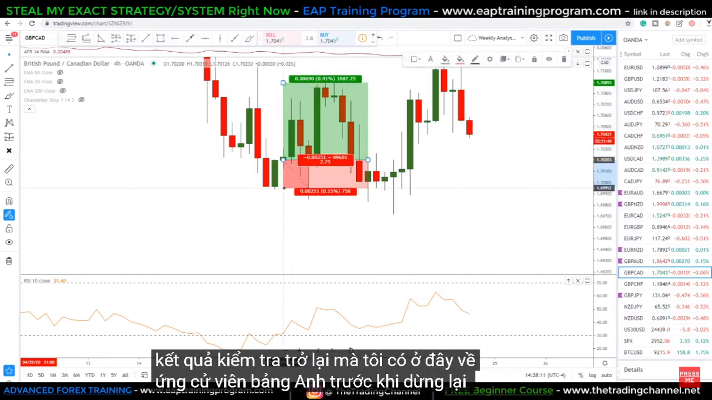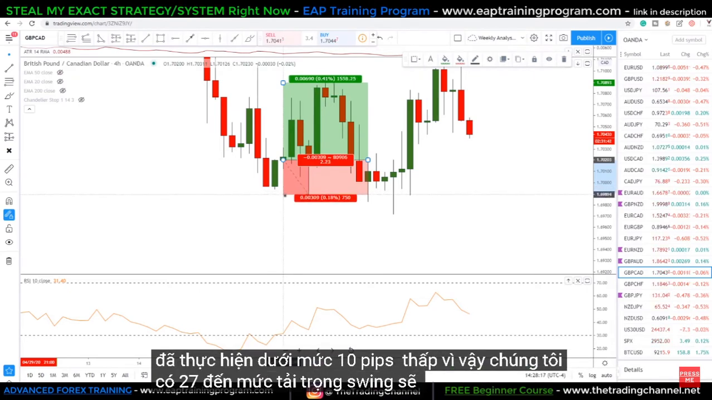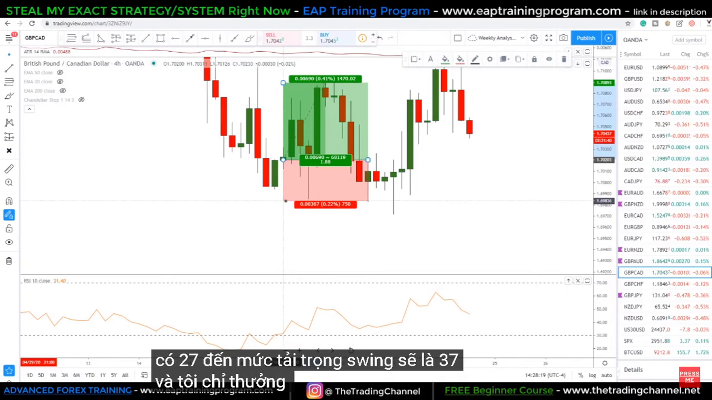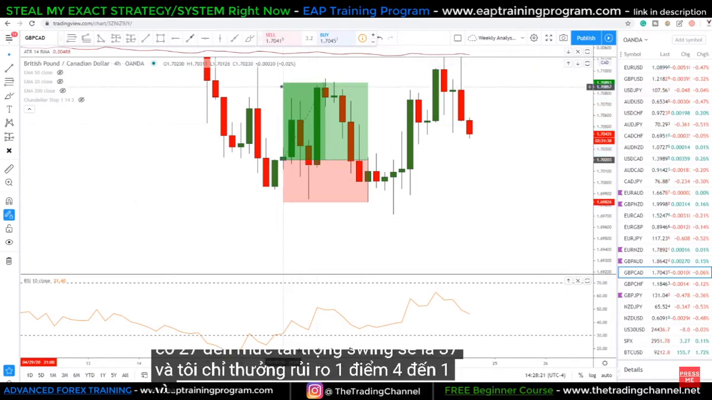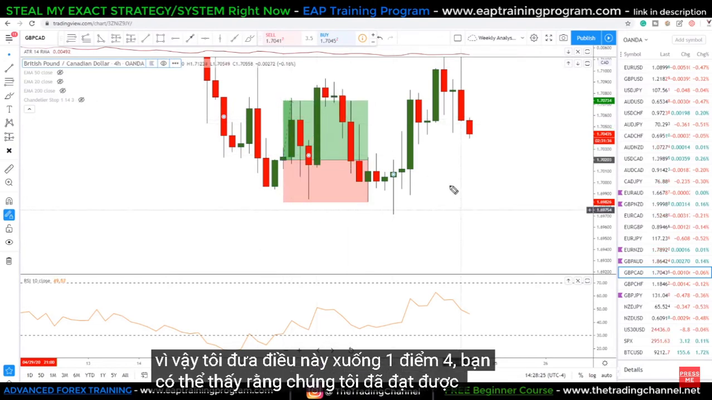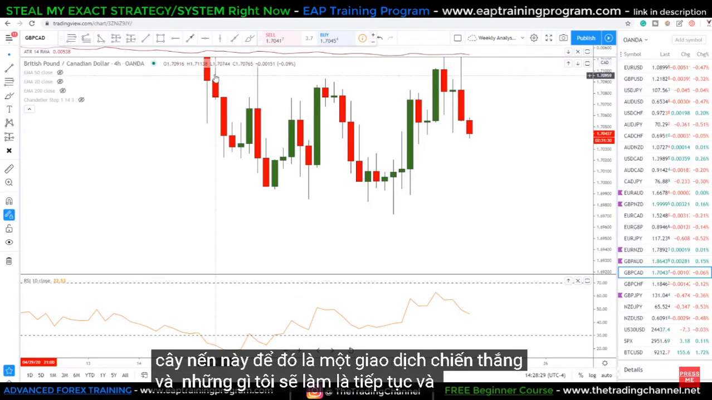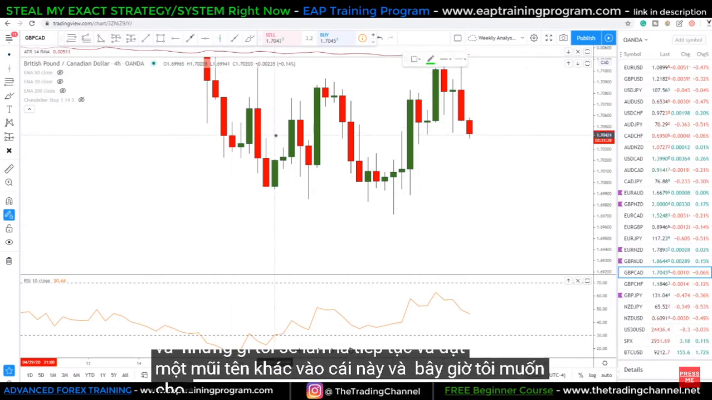For our stops and targets, I did 10 pips below the swing low. So we have 27 to the swing low, which would be 37. And I did a 1.4 to 1 risk reward. So if I bring this down to 1.4, you can see that we hit that right here on this candle. So that was a winning trade. And what I'll do is go ahead and put another arrow on this. And now I want to show you guys the results of this.